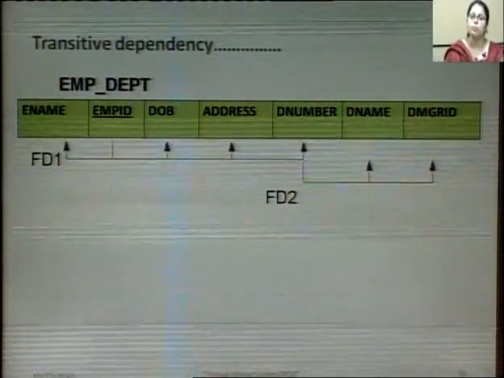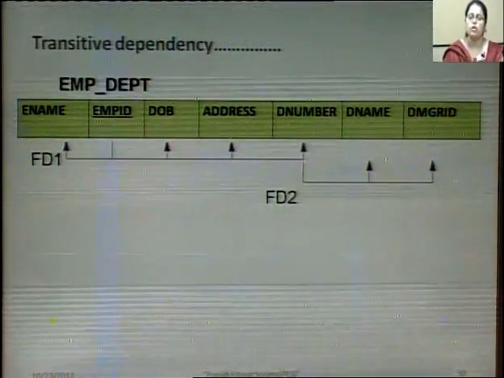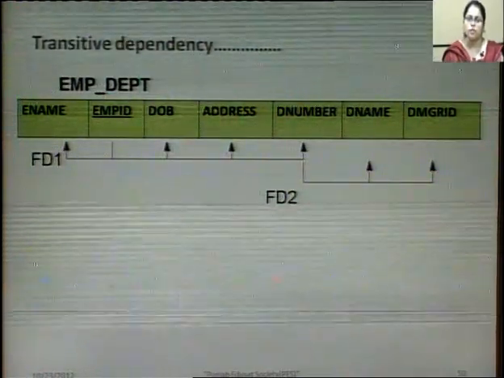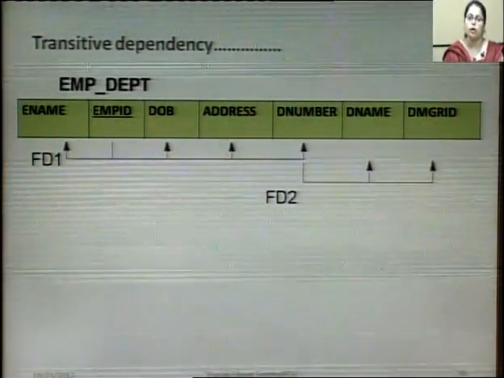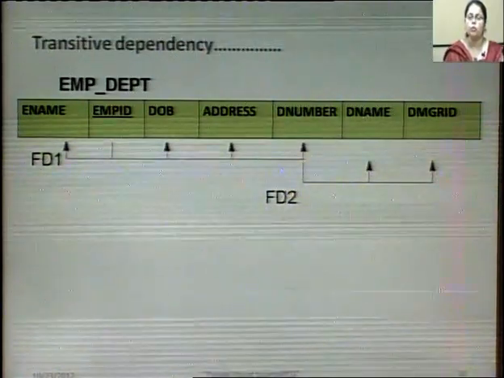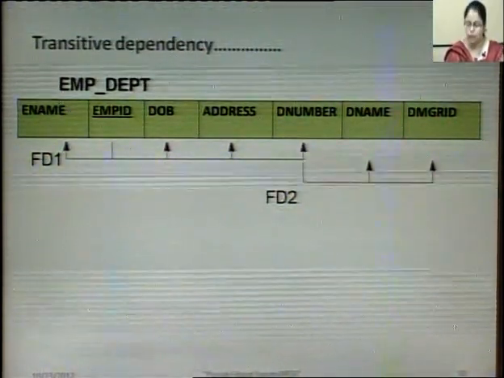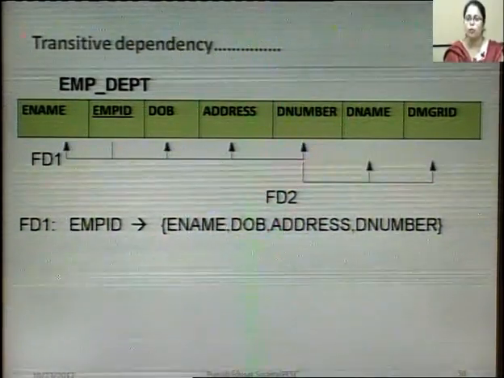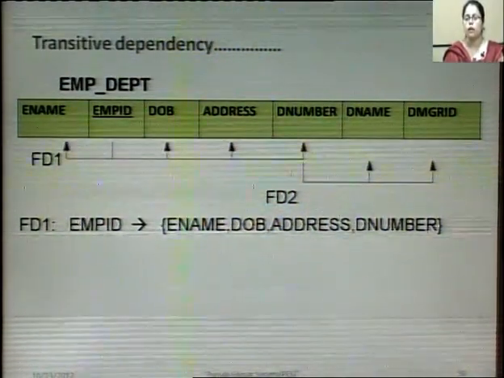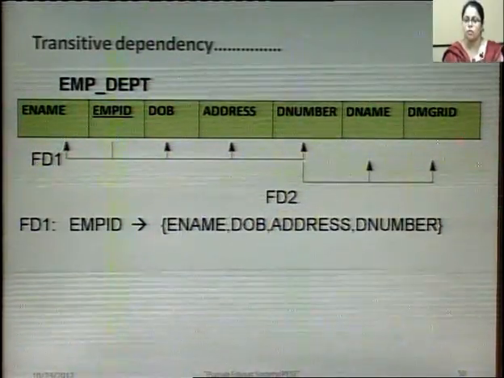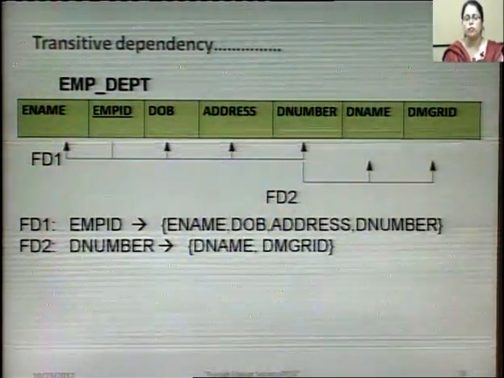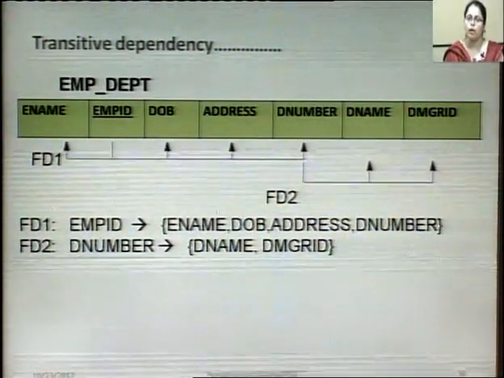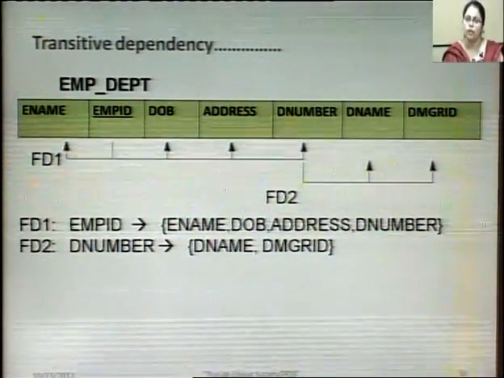Consider this relation EMP_DEPT that stores information about the employees and the departments for which those employees work. Here two functional dependencies are specified in this relation. The first functional dependency says that employee ID functionally determines the value of employee's name, date of birth, address and department number. The second functional dependency is that department number functionally determines the value of department name and department's manager ID.